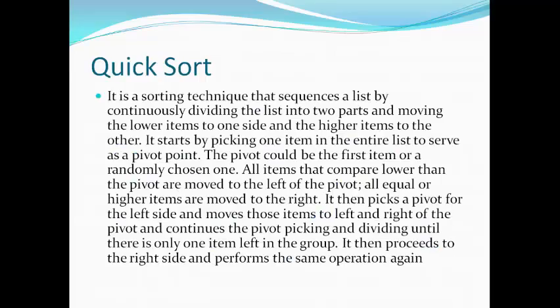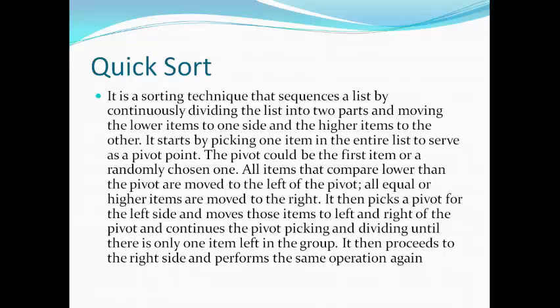Then the fifth and last algorithm, quick sort. It is a sorting technique that sorts a list by dividing the list into two parts and moving the lower items to one side and the higher items to the other side. It starts by picking one item in the entire list to serve as a pivot point.